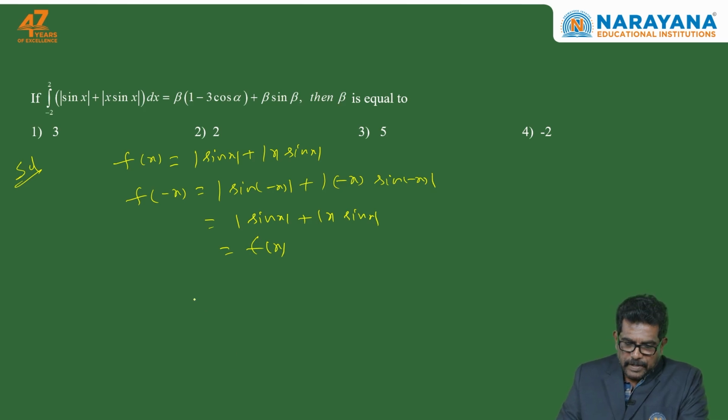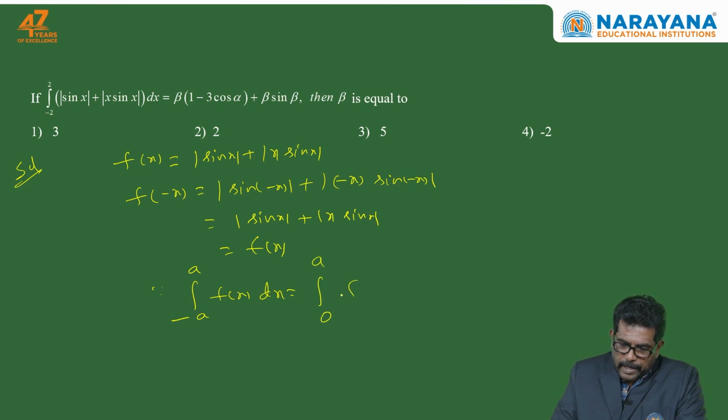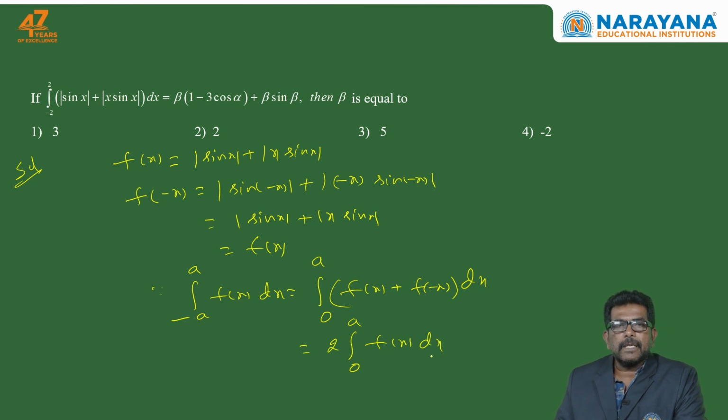If f of x is an even function, we have the property: the integral from minus a to a of f of x dx is equal to the integral from 0 to a of (f of x plus f of minus x) dx. So by using this property, since f is an even function, this becomes 2 times the integral from 0 to a of f of x dx. By using this property, we are going to solve this one.